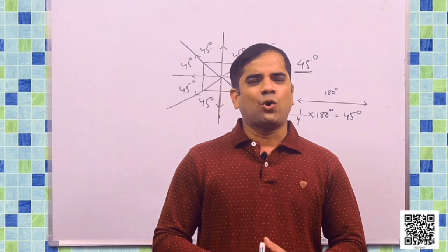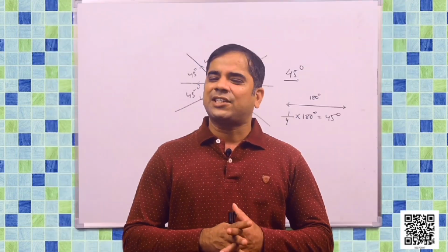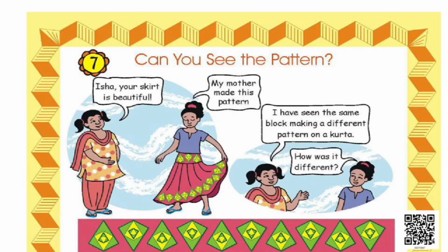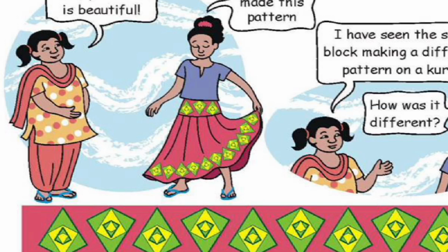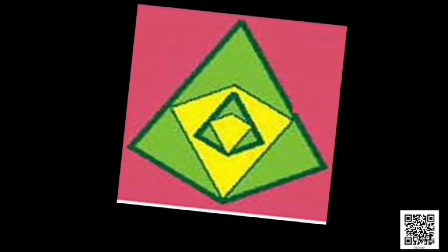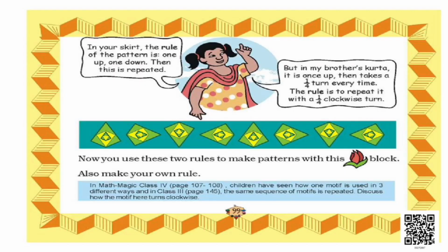Okay? So in the first page, there is a conversation between Isha and a friend of hers. They are talking about pattern of dresses. Isha is wearing a skirt which is having the pattern of blocks. What is that pattern? One up and one down, and the pattern is repeated. Her friend is talking about the pattern of the same blocks in her brother's kurta. It says that the same block was having a 1/4 turn every time. The rule is to repeat it with a 1/4 clockwise turn.